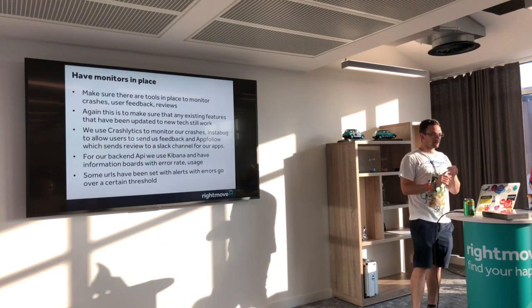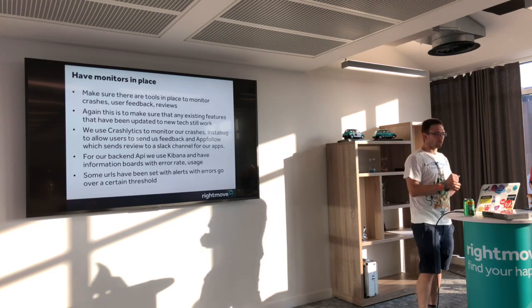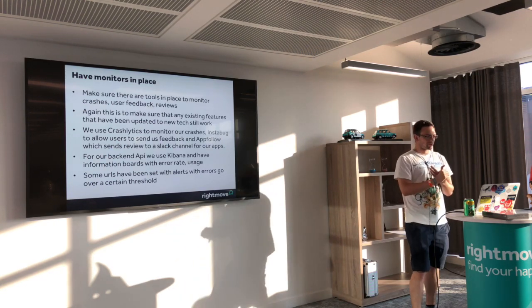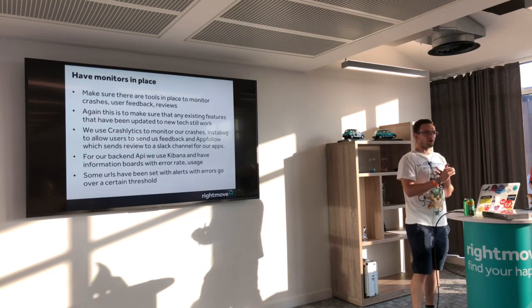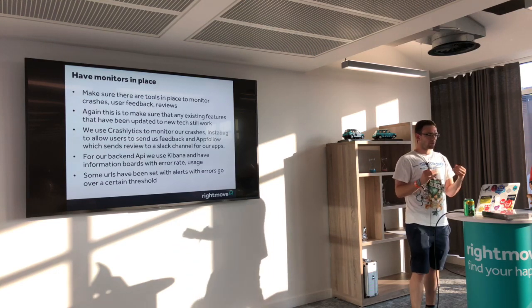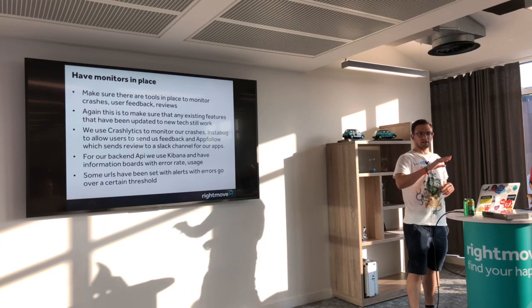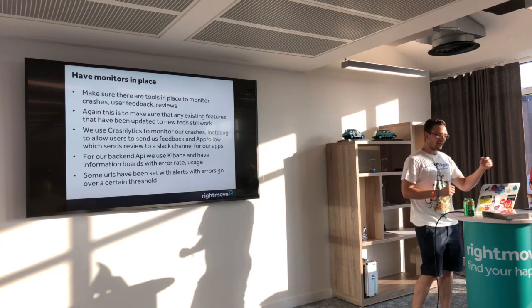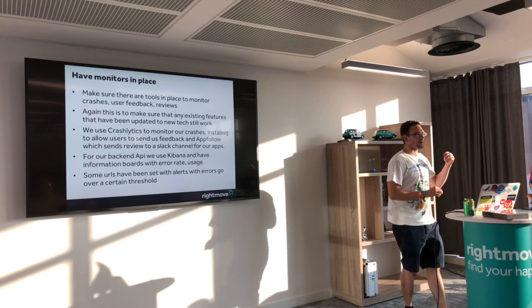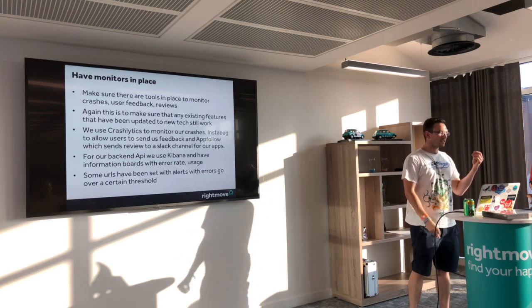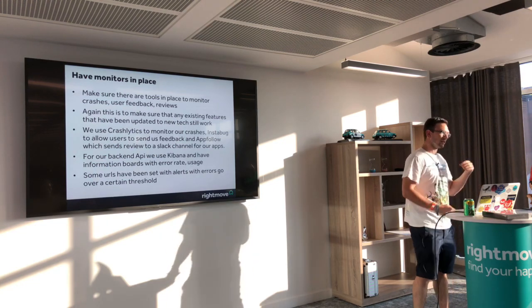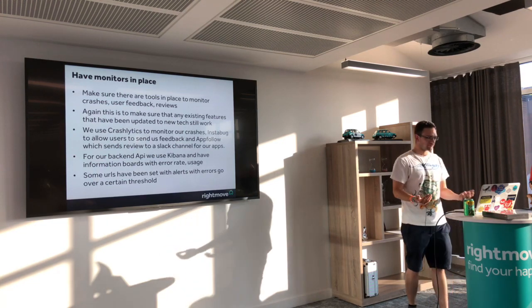For our backend API that we also look after, we use a tool called Kibana, and that stores errors and how many people are hitting our URLs. So from that, we can have graphs on information boards. We have them on TV screens around our desks, and it shows us the error rate and the current usage. If we're about to release a new endpoint, we can set up alerts so that if the error goes over a certain threshold, it alerts us on Slack or email and we can look into it.